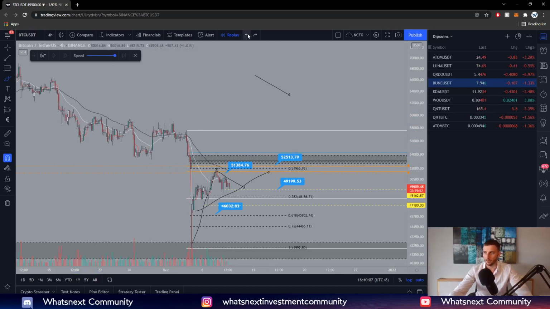So for now, we have this sideways consolidative price action like so. And now we want a break towards the downside. And the two price points I'm looking at are 47,100 and 46,000. Why? Because often you see that price takes out a low, which means it goes below a low and then it goes up again. So that's the pattern I'm looking for.